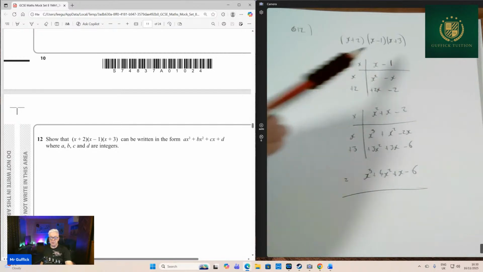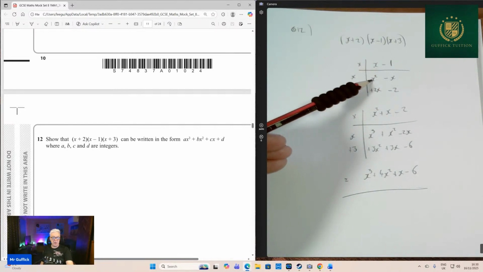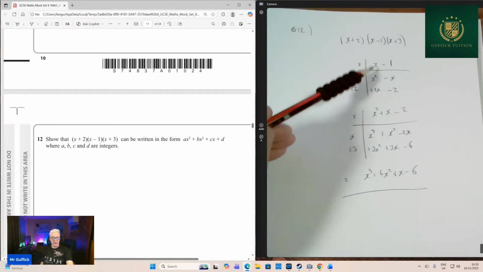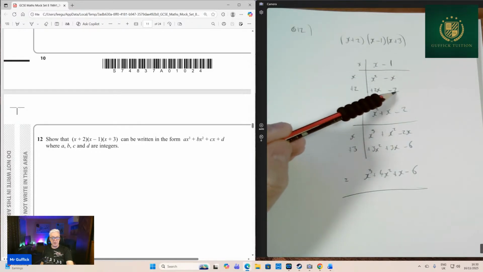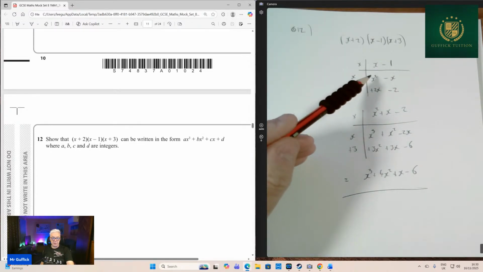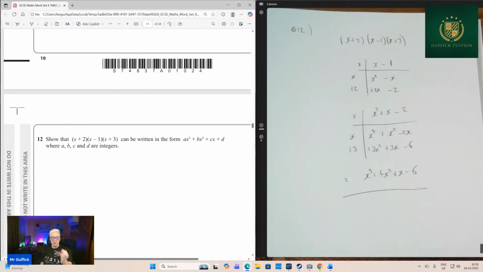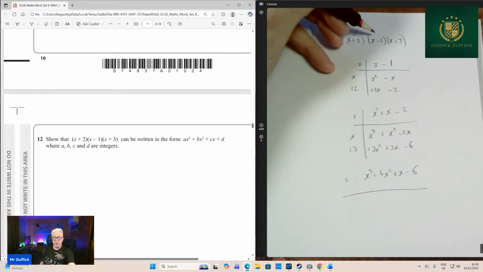So I've got x minus 1 and x add 2, okay? So x times x makes x squared. x times minus 1 makes minus x. 2 times x makes plus 2x. And then plus 2 times minus 1 makes minus 2. So you collect like terms: x squared, plus 2x minus 1x is plus x, and minus 2. So there's the first two brackets expanded. So we've dealt with that one and that one.